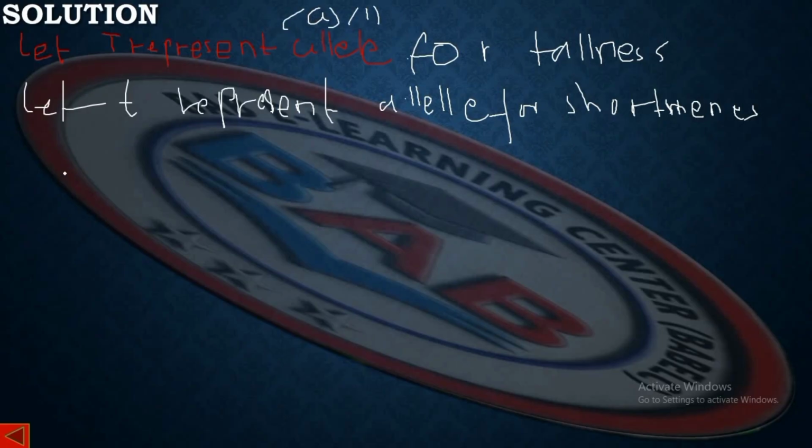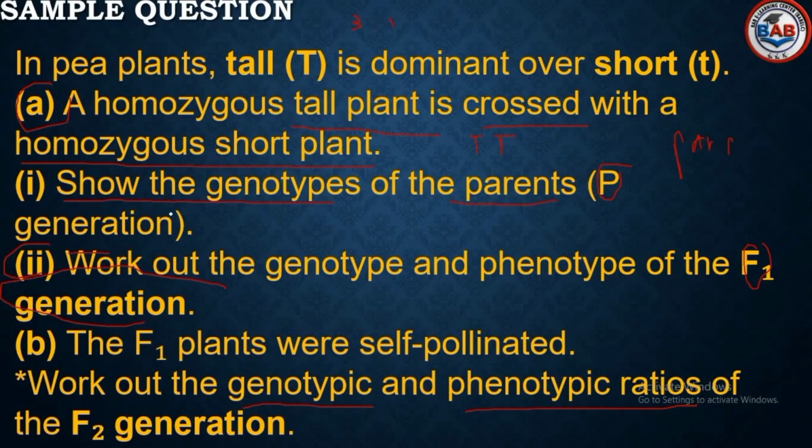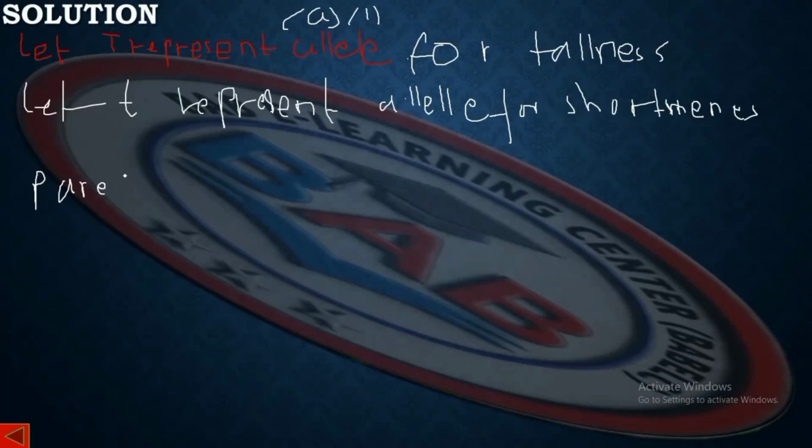So Roman numeral 1 was asking for the parental genotype: show the genotypes of the parents. Let us first look at the parental phenotype. Parental phenotype: this is tall was crossed with short.